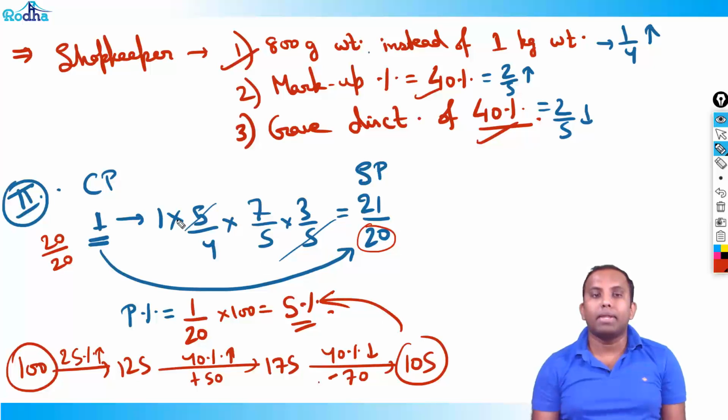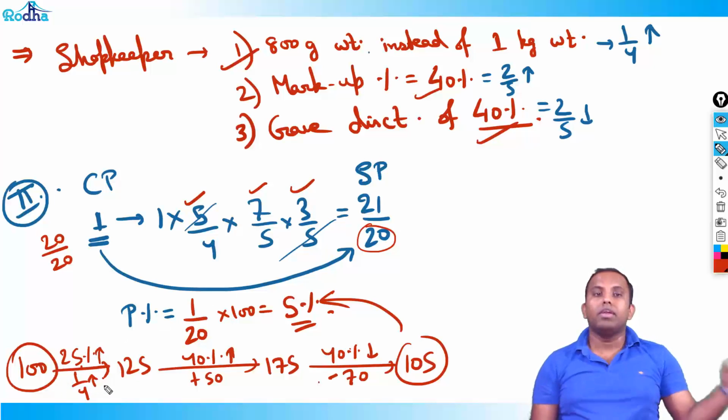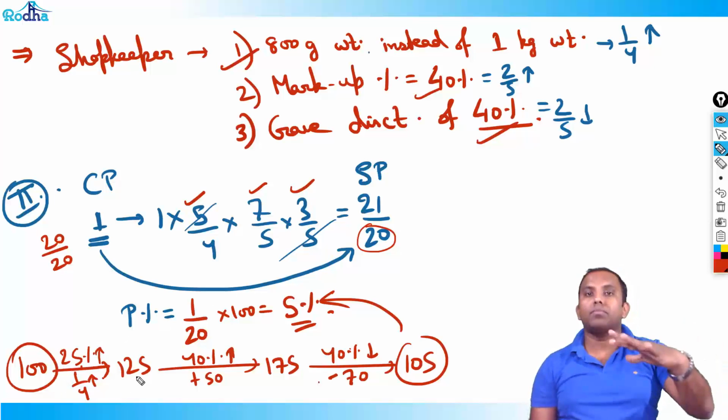5%. Same thing, with the multiplying factor. For a 25% increase, that is a 1 by 4 increase, multiply by 5 by 4, that is 1 plus 1 by 4. For a 40% increase, that is a 2 by 5 increase, multiply by 7 by 5. And for a 2 by 5 decrease, multiply by 3 by 5. You get the answer 21 by 20. CP is 1, SP is 21 by 20.